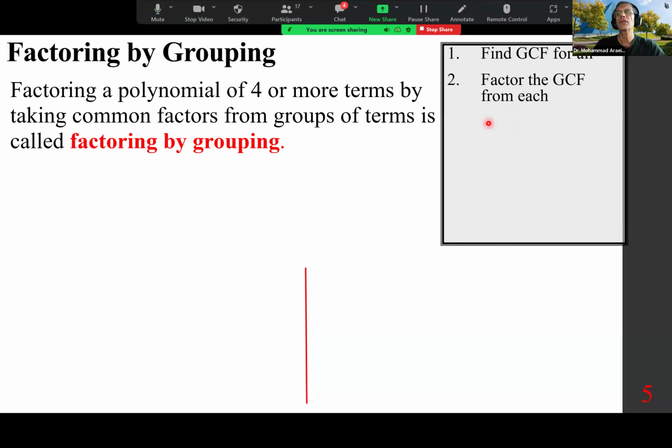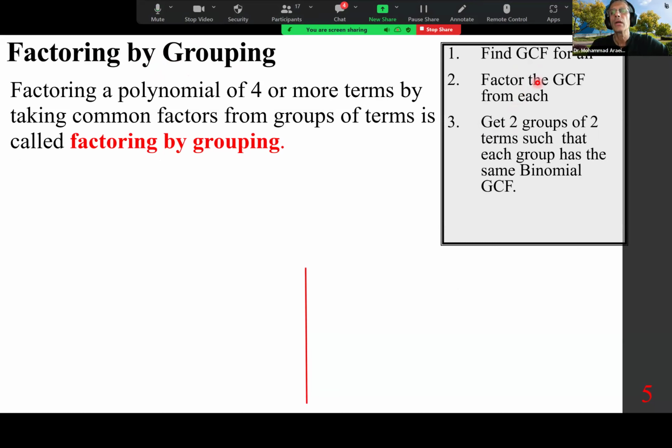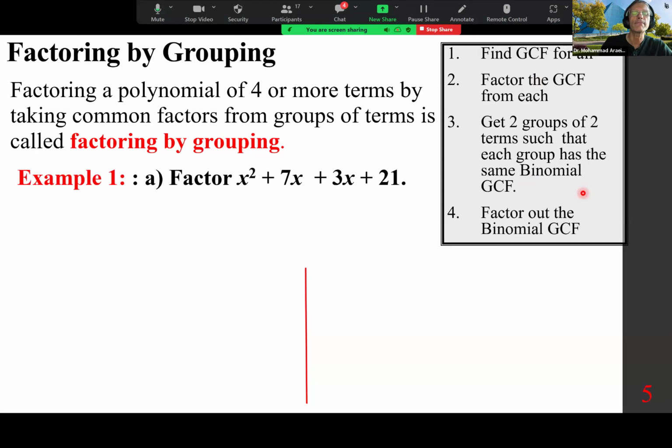So we're going to factor the GCF for all, and then factor the GCF from each group when we group. Get two groups of two terms such that each group has the same binomial, standing for two terms, GCF, and then factor out the binomial GCF. What do we mean by that? Let's look at this very simple example.